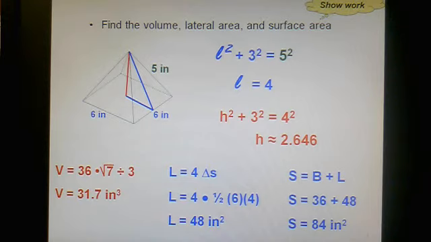So there's sort of the big 3: volume, lateral area, in this case the 4 triangles, and then the surface area, the total surface area. So hopefully that helps you for the exam.